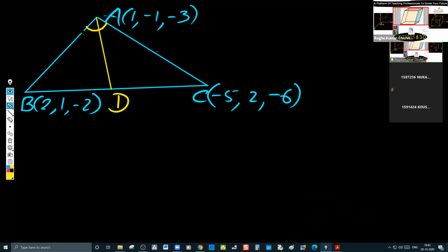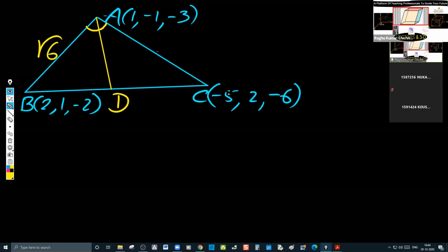A very important point to be noticed is that the angular bisector always divides its opposite side in the ratio of the other two sides, please. I repeat, the internal angular bisector of a triangle divides its opposite side in the ratio of the other two sides. Let us find out the AB length. This is 1 plus 4, 5, 5 plus 1, root 6. And AC is 36 plus 9, 45, 45 plus 9, root 54. Root 54 is 3 root 6.